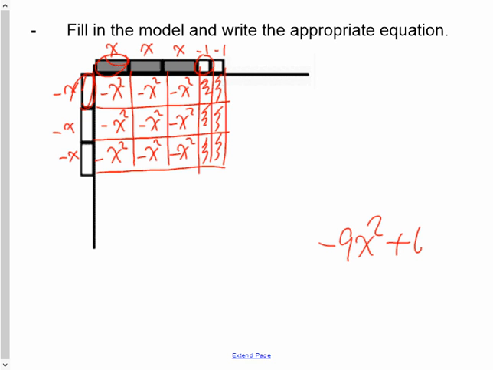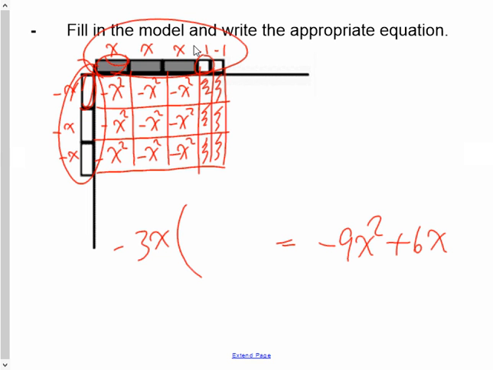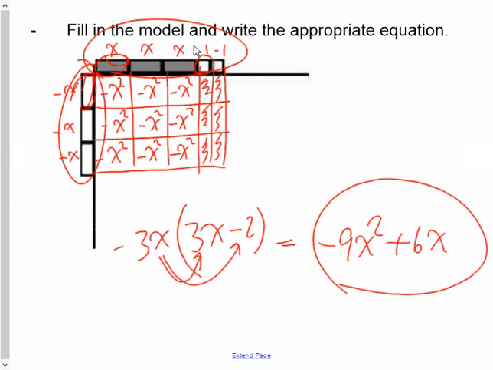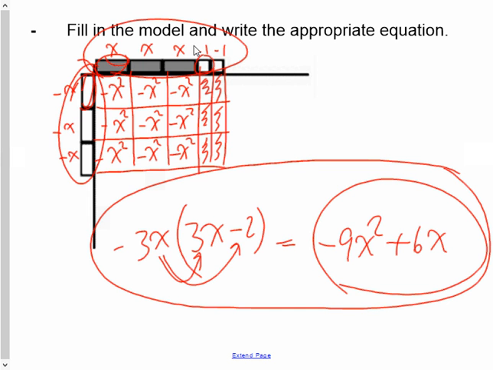plus 6x. Now what was the original equation? Well, the original equation was negative 3x multiplied by 3x minus 2. And if I utilize this distributive property, I would have gotten this solution. So the equation is this whole thing here. That was the solution to it. What is the equation? That's the equation. What is the appropriate filling in the blanks? You got half a point for doing that, and half a point for filling in the other part.